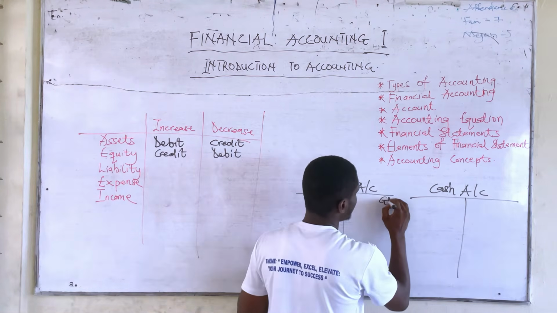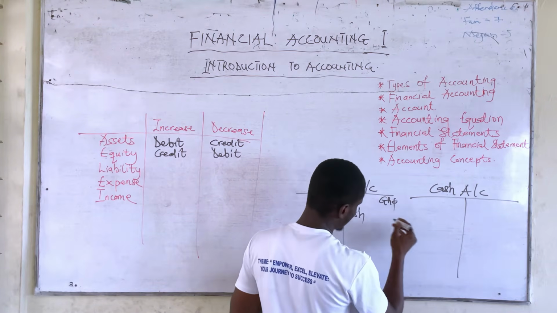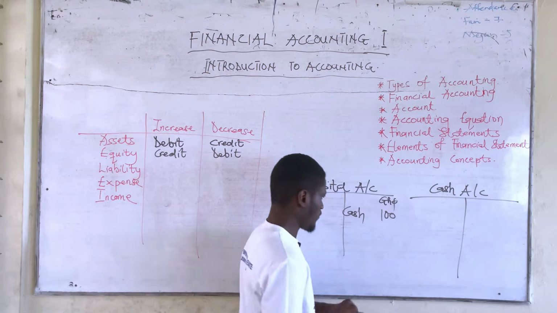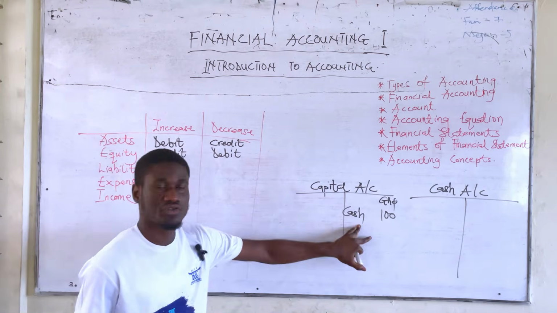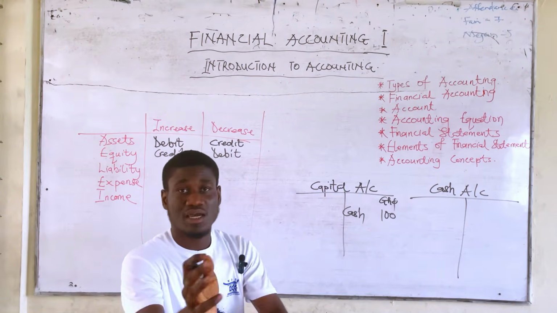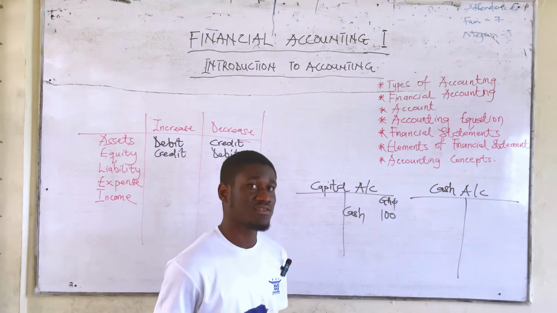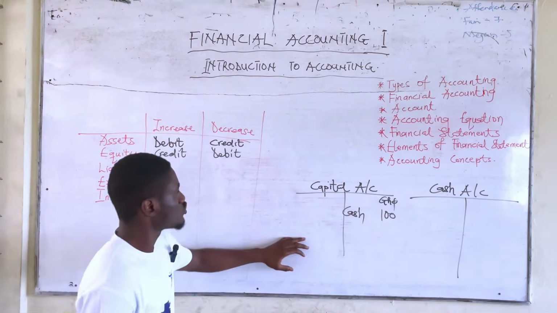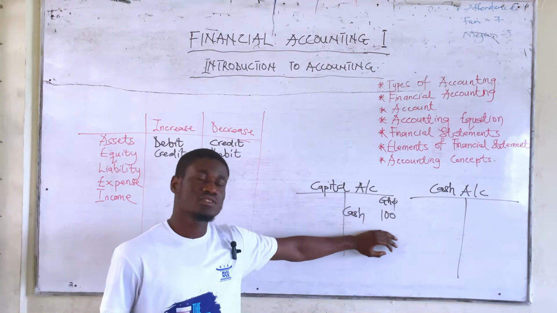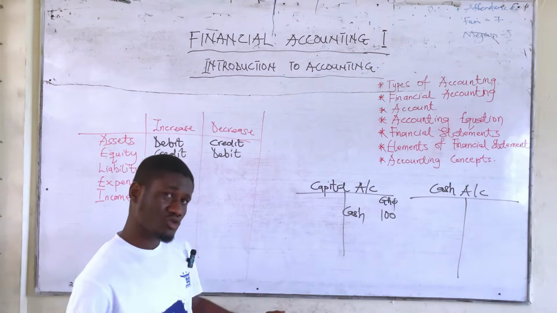So now our capital has increased. Let's say you started a business with 100 cedis. For an increase in our capital, we are going to credit. Let's say there was an initial amount of 10 cedis, and now you've injected another amount. Hasn't the capital increased? So when the capital increases, we are going to what? Credit. And cash here has also increased.